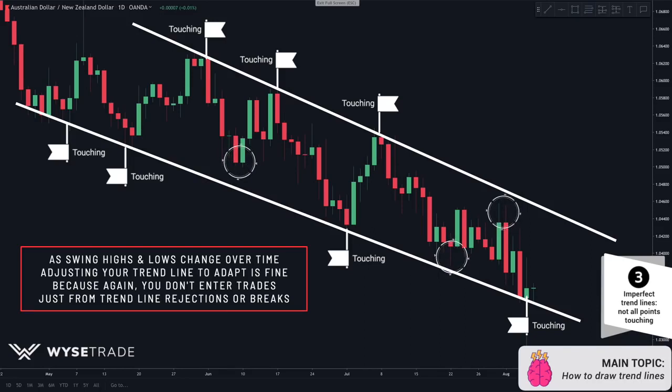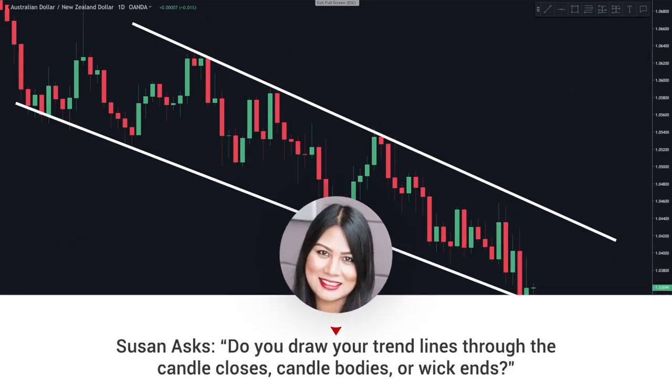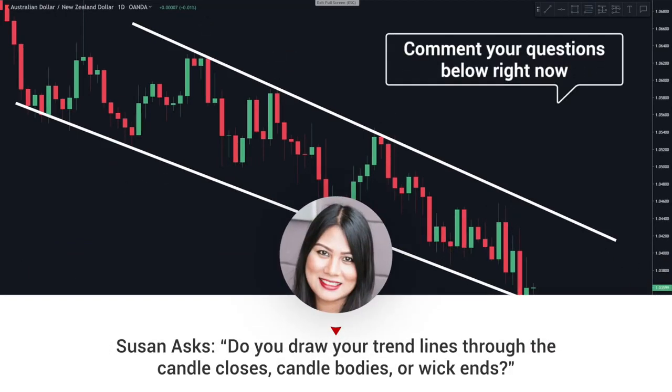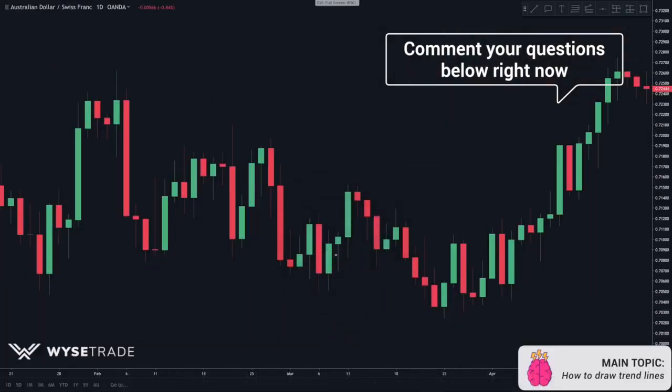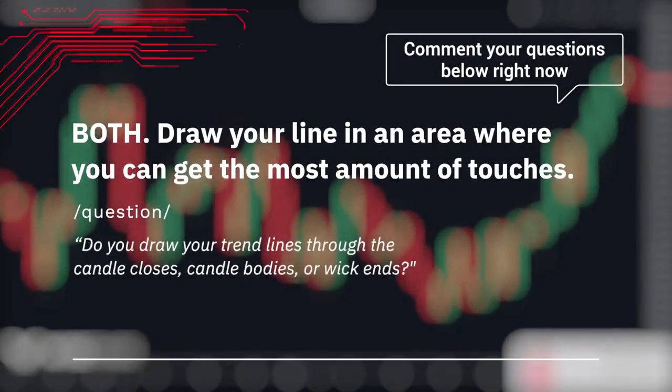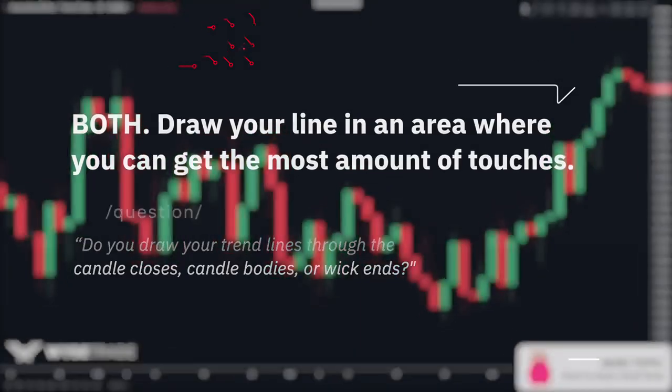Now this leads us to a question we often get asked, which is do you draw your trend line through the candle closes, candle bodies, or wick ends? And at this point, you should already know the answer, which is to draw your line in an area where you can get the most amount of touches, meaning the line you draw will hit both wicks and candle bodies depending on the trend you are looking at.